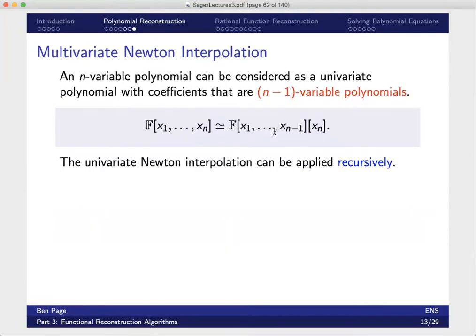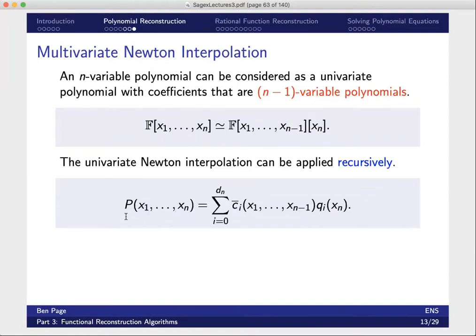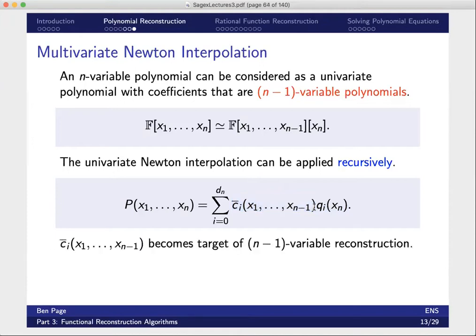So to put this in another way, we can basically apply the univariate Newton interpolation recursively. By that, we can say I have some polynomial in n variables, and I can take my univariate Newton basis, and I can express my polynomial in n variables in this basis, such that the coefficients c bar are now polynomials in the rest of the variables. And what we can do is simply apply some polynomial reconstruction algorithm to the coefficient c bar. This is an n minus one variable polynomial, so we can target this with a reconstruction algorithm. And this reconstruction algorithm can, of course, then be our multivariate Newton algorithm.